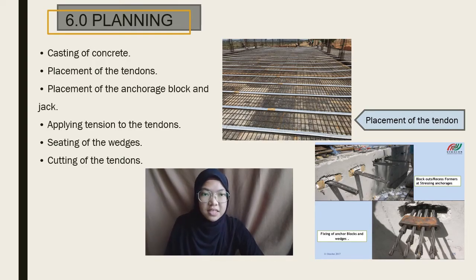For the planning phase in constructing a post-tension concrete structure, we will outline some construction methods to build the structure. The first step is we will cast the concrete. After that, we will put tendons and anchorage block, and after that we will put the jack. After putting all the materials, we will apply tension to the tendons. After applying tension to the tendons, we will put wedges, and lastly, we will cut the tendons.